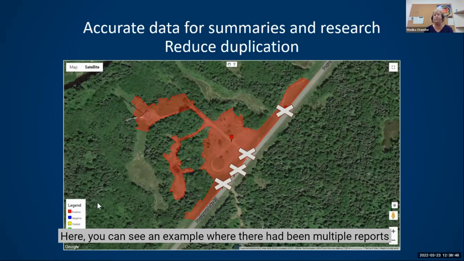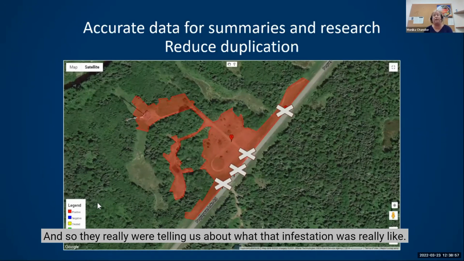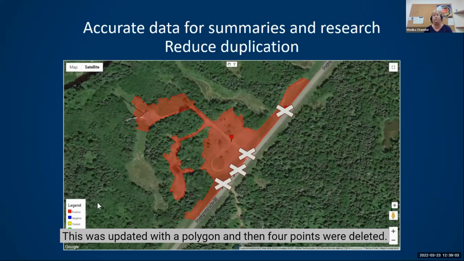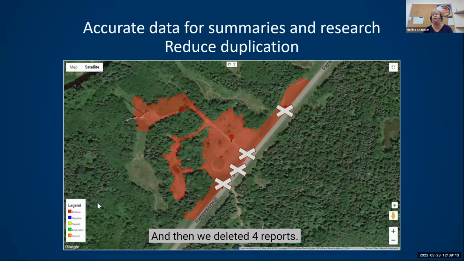Here you can see an example where there had been multiple reports at the same location of spotted knapweed, and they were point reports. And so they really weren't telling us about what that infestation was really like. This was updated with a polygon, and then 4 points were deleted. So the original report was kept, and then a polygon drawn, and then we deleted 4 reports.